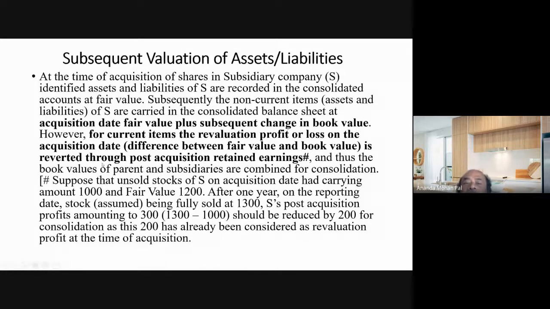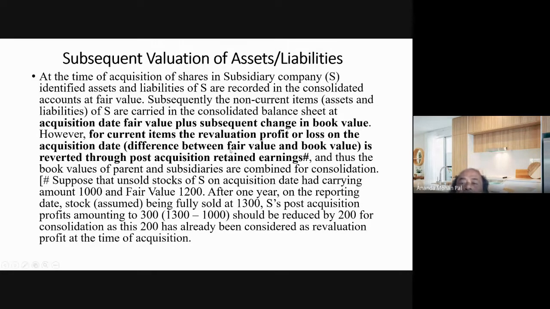In that way, this reversal would be made. Why? Thus, the book values of parent and subsidiaries are simply combined for consolidation. So far as assets are concerned, so far as current assets and liabilities are concerned, the book values of parent and subsidiaries are combined for consolidation. That part would be simple. For non-current items there is certain complication, but for current, when you are combining current assets and current liabilities, you can simply add the book values.